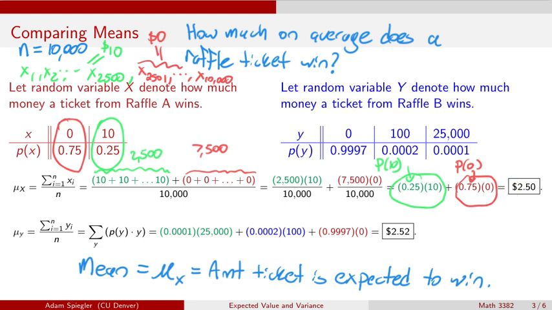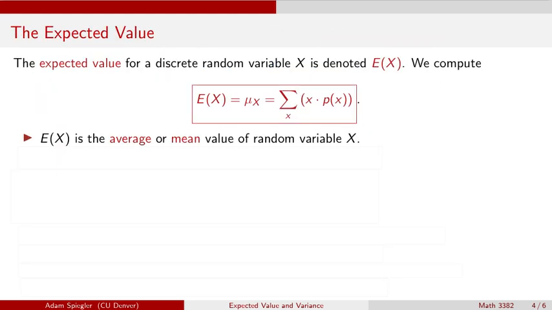So this is telling us the winnings on average. If you played this raffle 10,000 times, then on average, out of all of those 10,000 times, you would win an average of $2.50. So sometimes you win 0, sometimes you win 10. Averaging all of them out, you get $2.50 on average. Okay, so let's summarize the results from that previous slide.